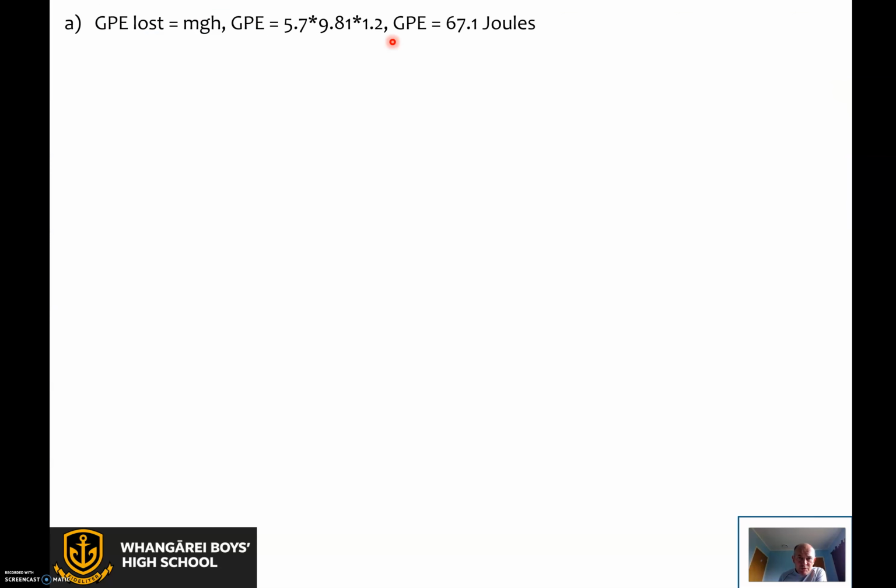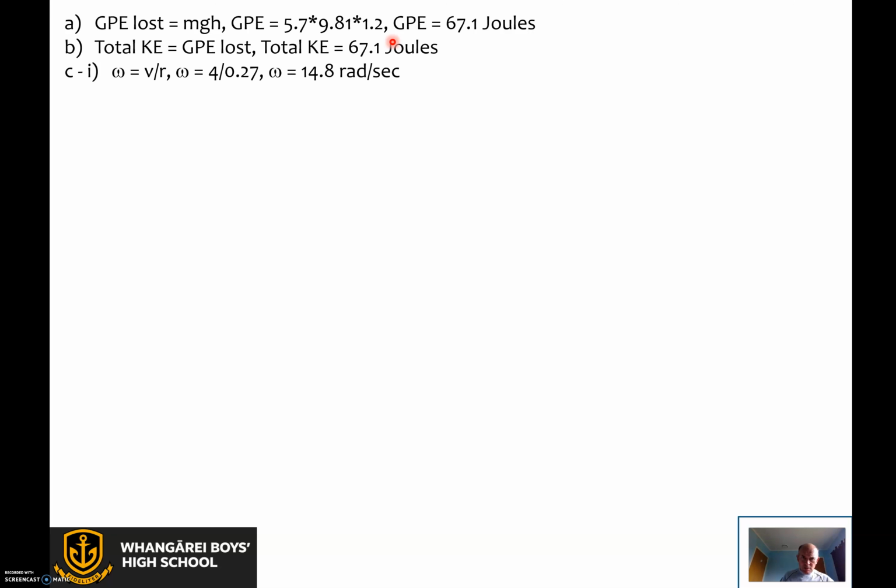Well, mass is 5.7, height is 1.2, Earth's gravitational field gives 67.1 joules. The textbook gives us 67. I'm happy with that. That's a nice rounding on their part, and a good correlation for my part. The total kinetic energy will be that value because the gravitational potential energy lost becomes kinetic energy. And we have two types, so we need to consider that.